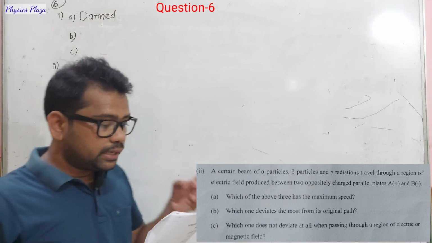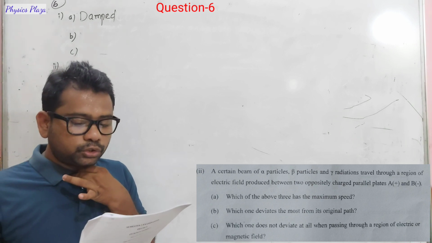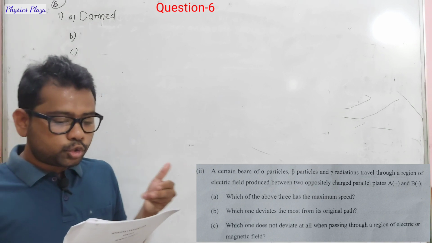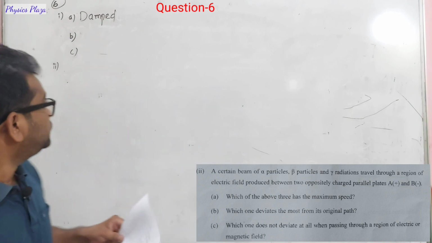Now the second bit in question 6. Children, it is given that a certain beam of alpha particles, beta particles and gamma radiations travels through a region of electric field produced between two oppositely charged plates.